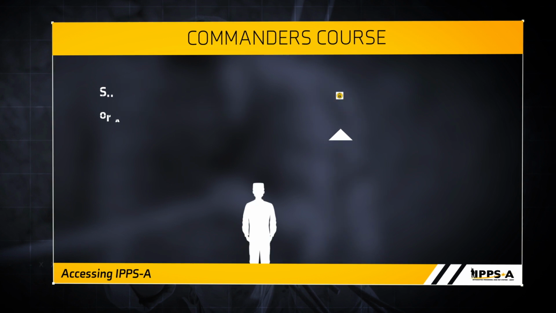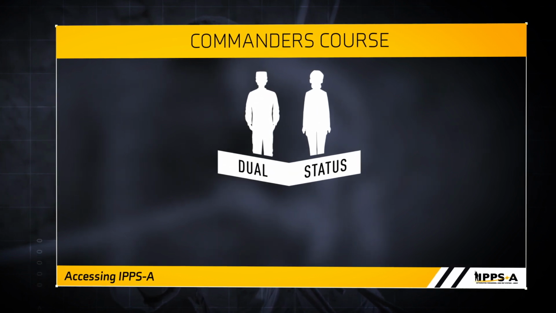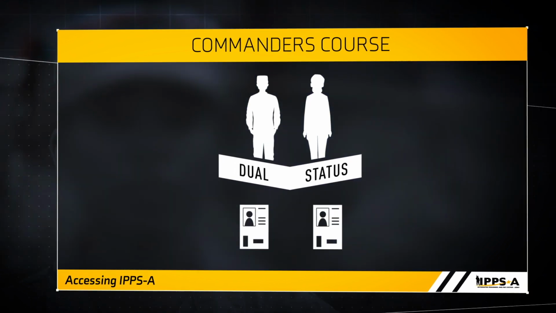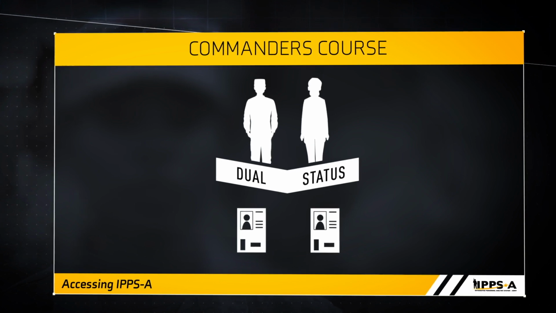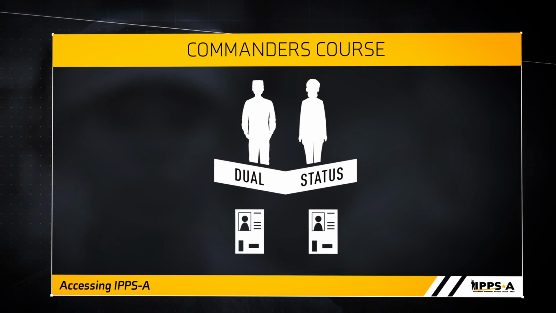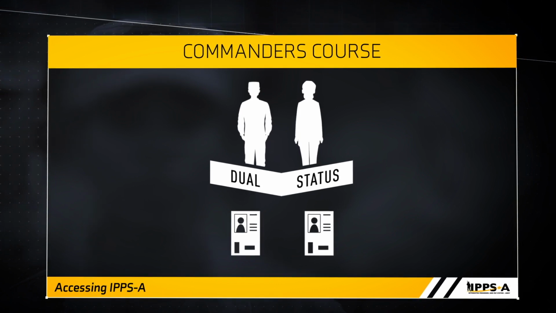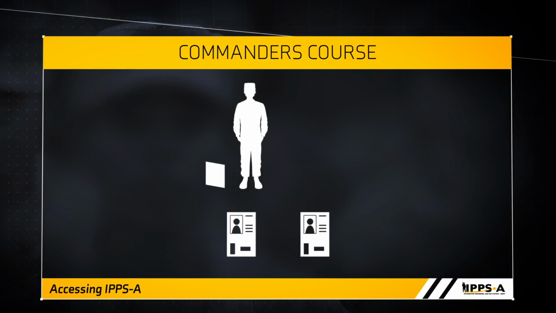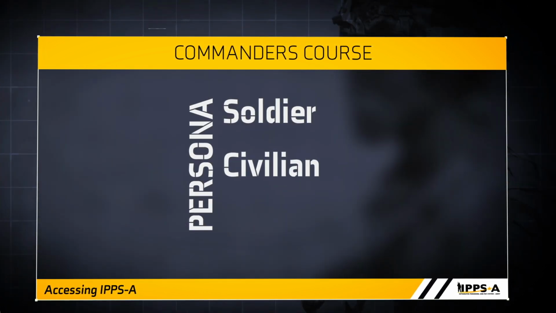Dual status technicians, or military personnel who work in a civilian capacity and require access to IPPS-A, must have a second CAC. This allows separation of military and civilian roles, proper permissions, and auditability. Dual persona users will log into IPPS-A and use the appropriate CAC or PIV certificate for the persona of the CAC in the CAC reader. The persona is either soldier, civilian, or contractor.